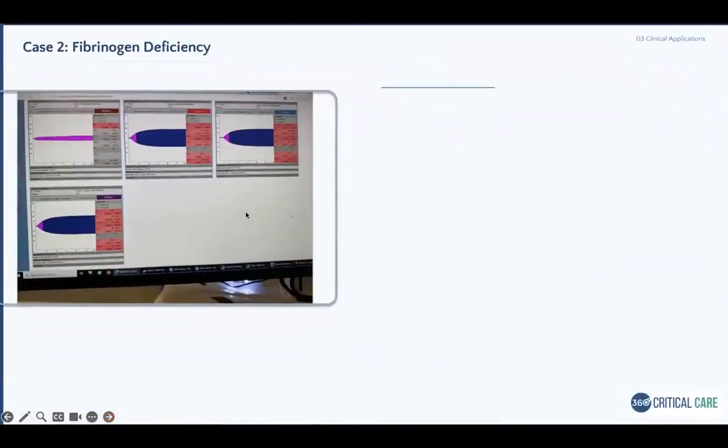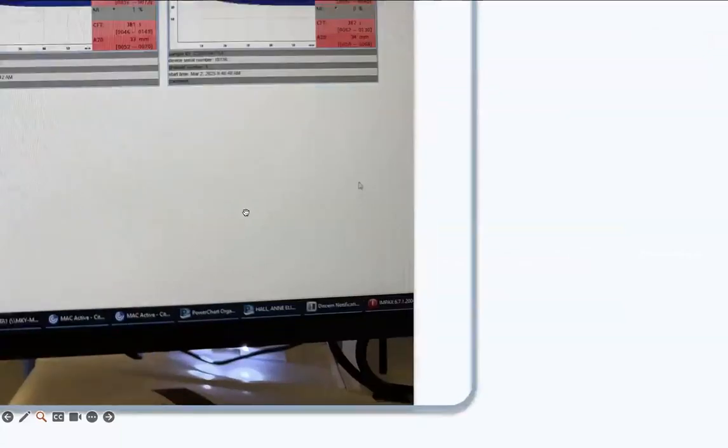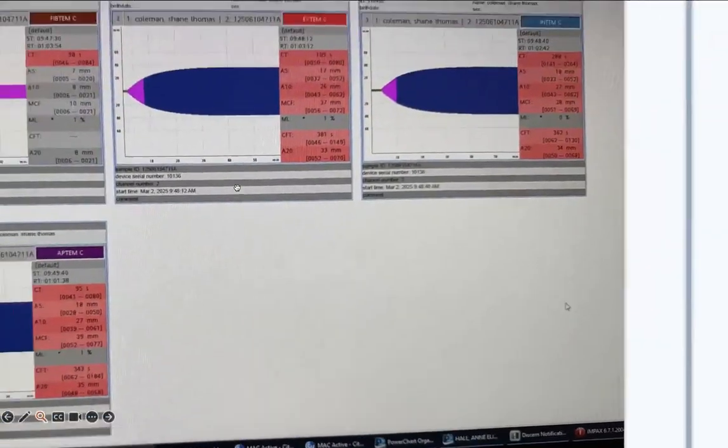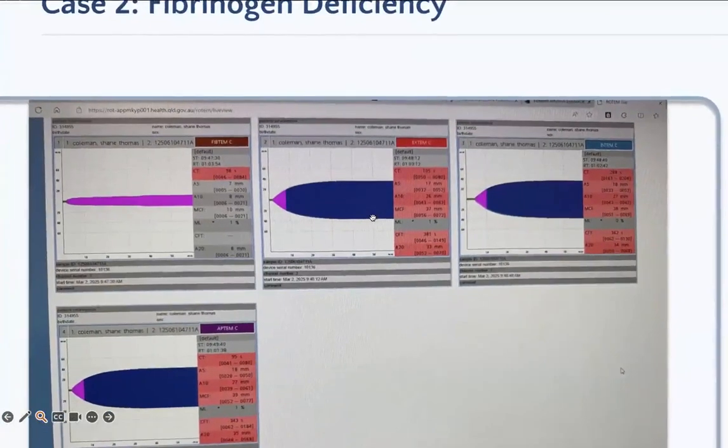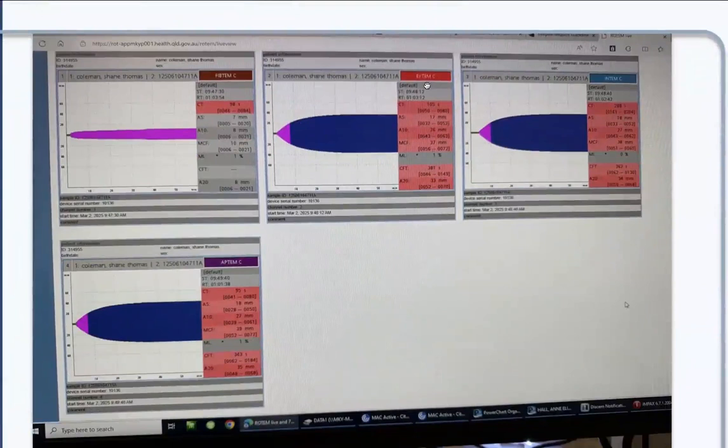Now let's see the second one. Anyone want to talk about this? I will make it a little bit bigger again. So again, this doesn't have a heparin channel, so it's a normal patient who is not heparinized. Fibtem, Extem, Intem, and Aptem. Anyone who wants to give a try?